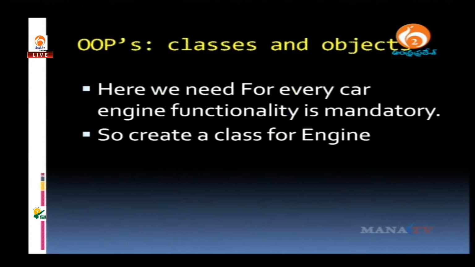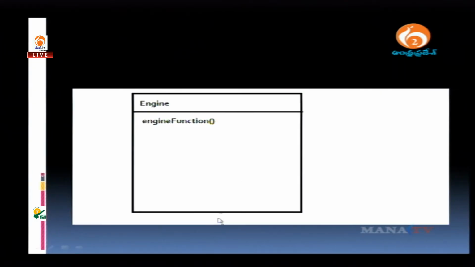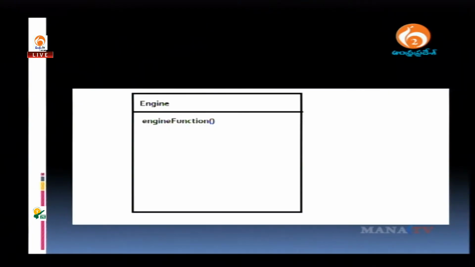For every car, engine functionality is mandatory. Here engine means another object. So create a class for engine. Now I created one class for engine. The engine class contains the engine functionality, such as the horsepower of that engine.